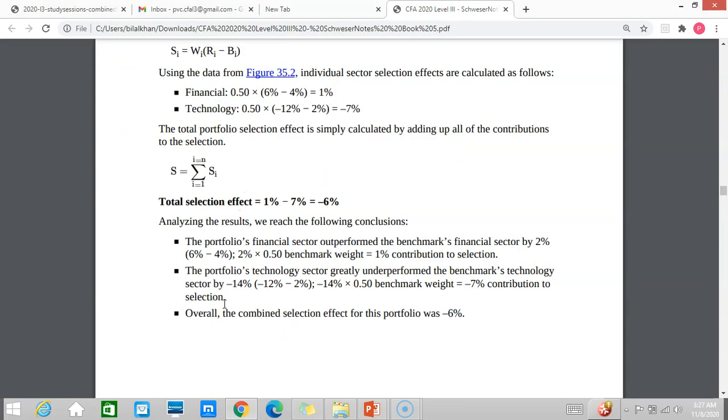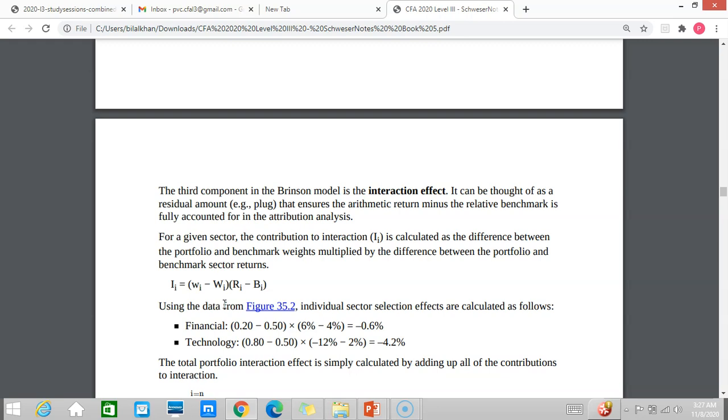So what is the third component? The third component is your interaction effect. That is the overall impact which led to the overall loss due to the interaction of these two. So it is the residual amount which ensures the arithmetic return minus the relative benchmark is fully accounted for in attribution analysis. So this remaining differential which is left is coming in due to your interaction effect. And if you calculate interaction effect, the formula could be weight in portfolio minus weight of benchmark multiplied by return on portfolio minus return on benchmark.